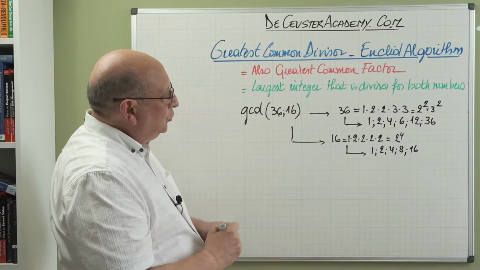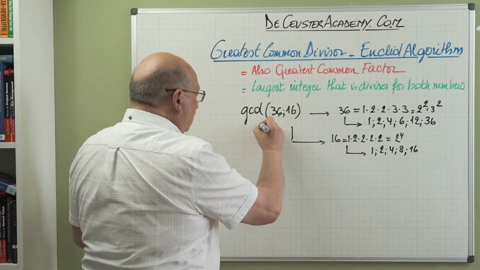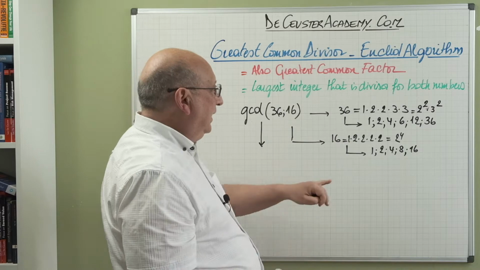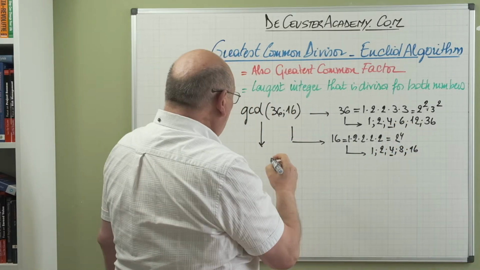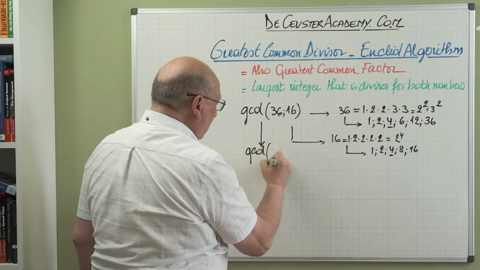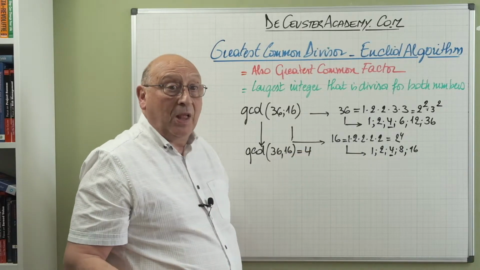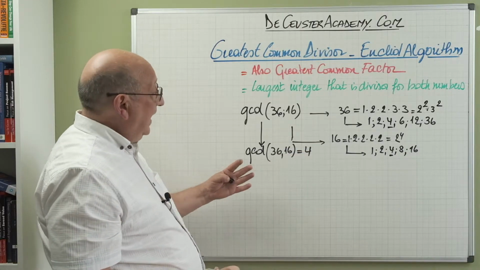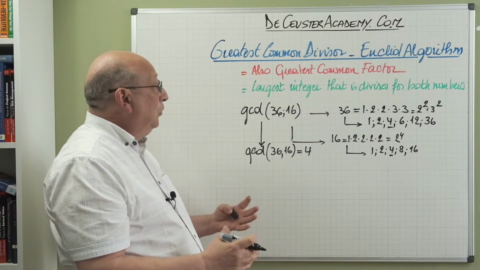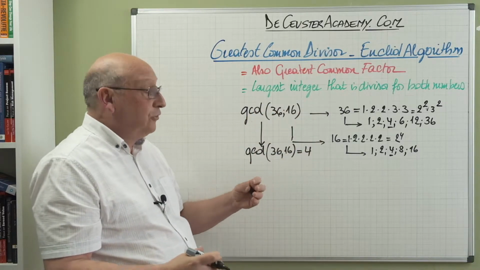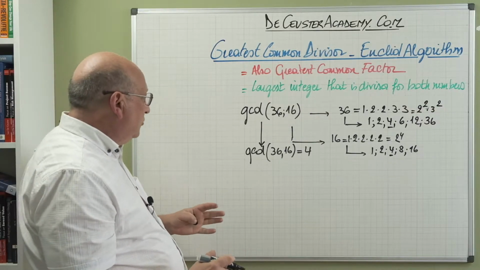Now, when we look at those two numbers, we can see immediately that the largest number that divides both of them is in fact 4. So the greatest common divisor of 36 and 16 is equal to 4. Now, this can take a lot of time, but basically, this is the classical way to find it. We factorize the numbers, we find the largest common number. But let's have a look at some other examples.